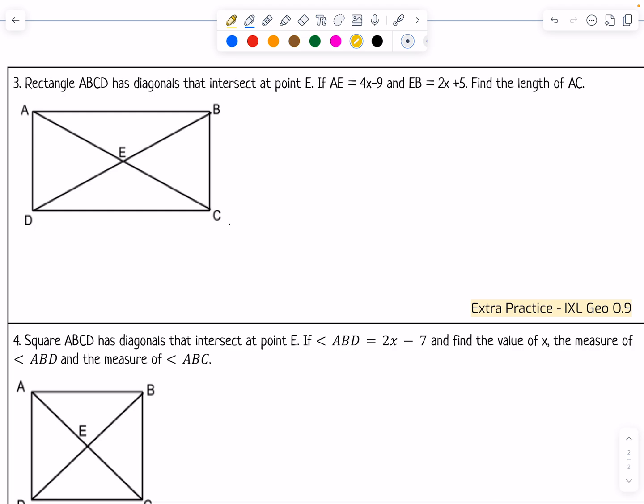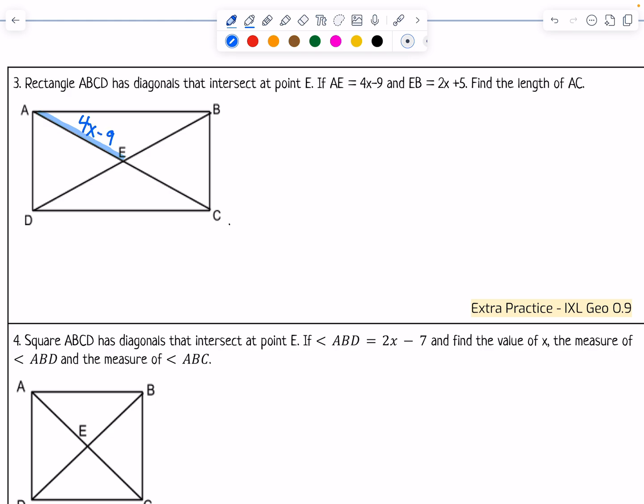Rectangle ABCD has diagonals that intersect at point E. If AE is 4x minus 9 and EB equals 2x plus 5, find the length of AC. So let's start by labeling what they've given us. They said that AE, so I'm going to highlight, that's only half of that diagonal. So a highlighter helps that stand out a little better.